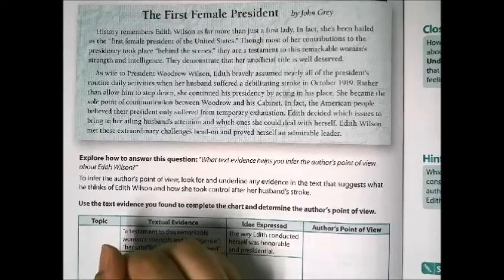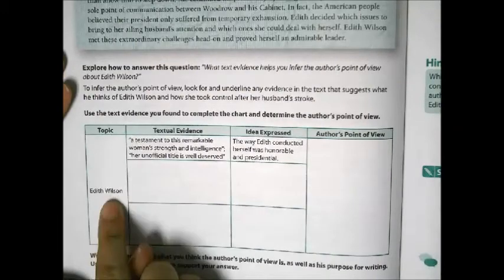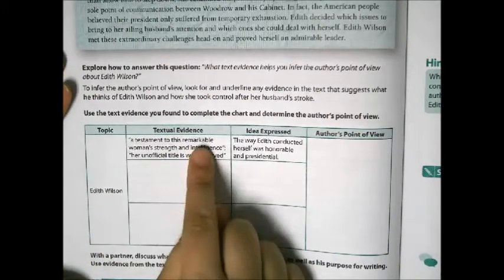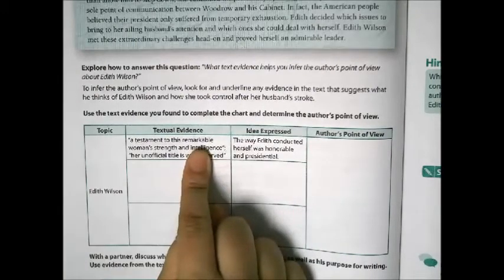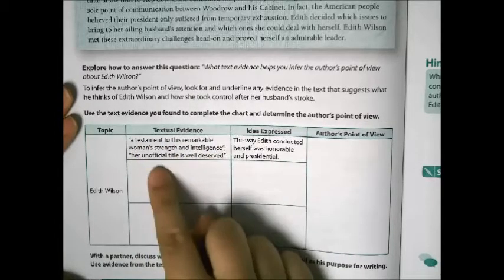So after reviewing these expressed ideas, I can figure out what the author's point of view is. And in order to do that, I'm going to be looking at this chart down here. So, the topic is obviously Edith Wilson, and so we have a bit of textual evidence. The first one it gives me is, a testament to this remarkable woman's strength and intelligence.